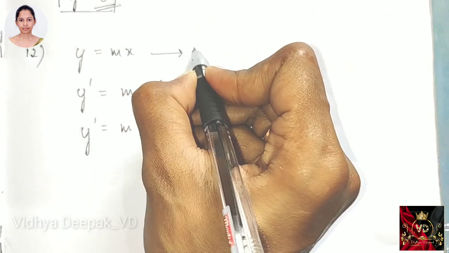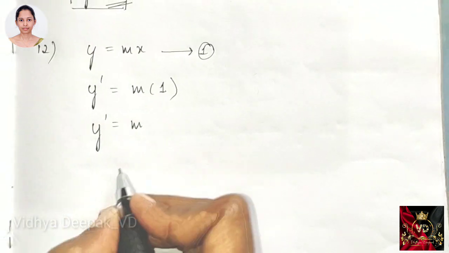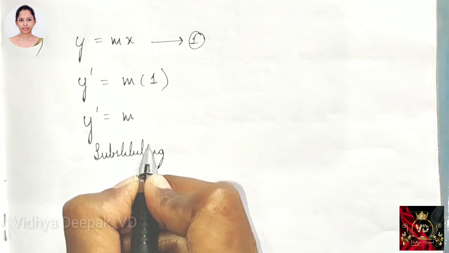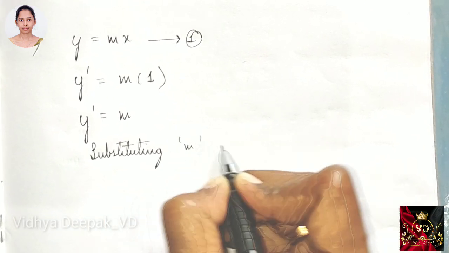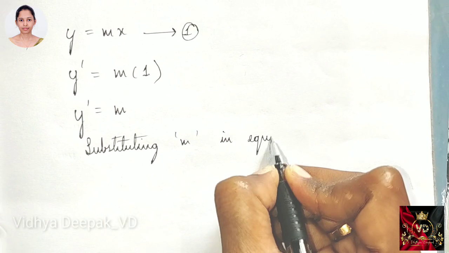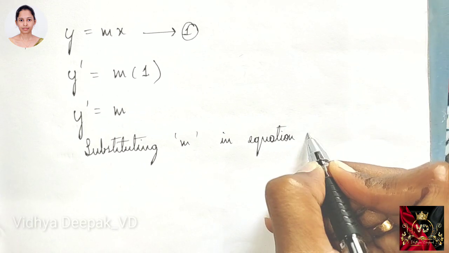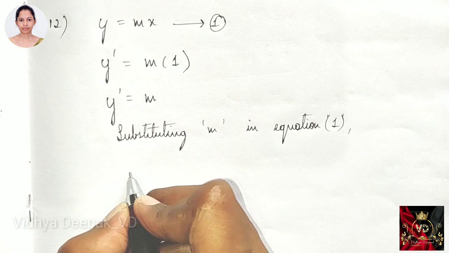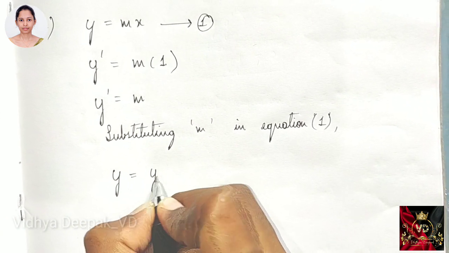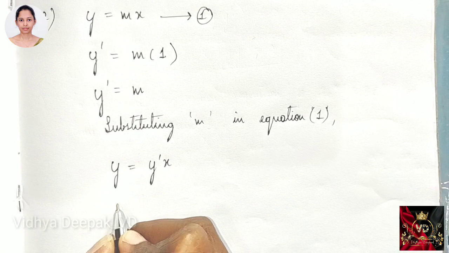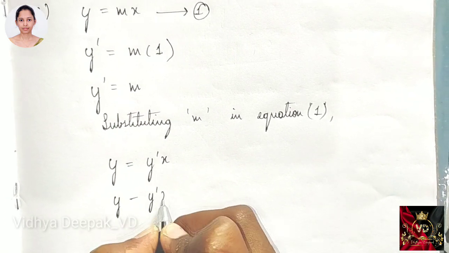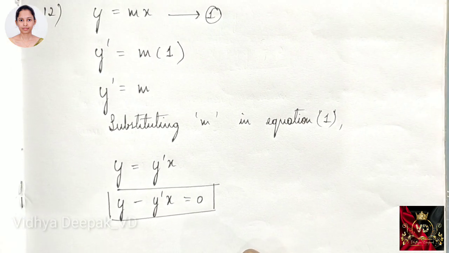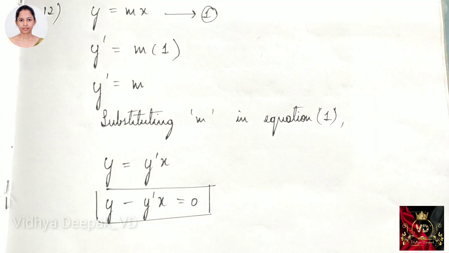I'll consider the given question as equation 1 now. So what do I get substituting m in equation 1? I get y is equal to y dash into x, or I can write it as y minus y dash x is equal to 0, which is our required differential equation.